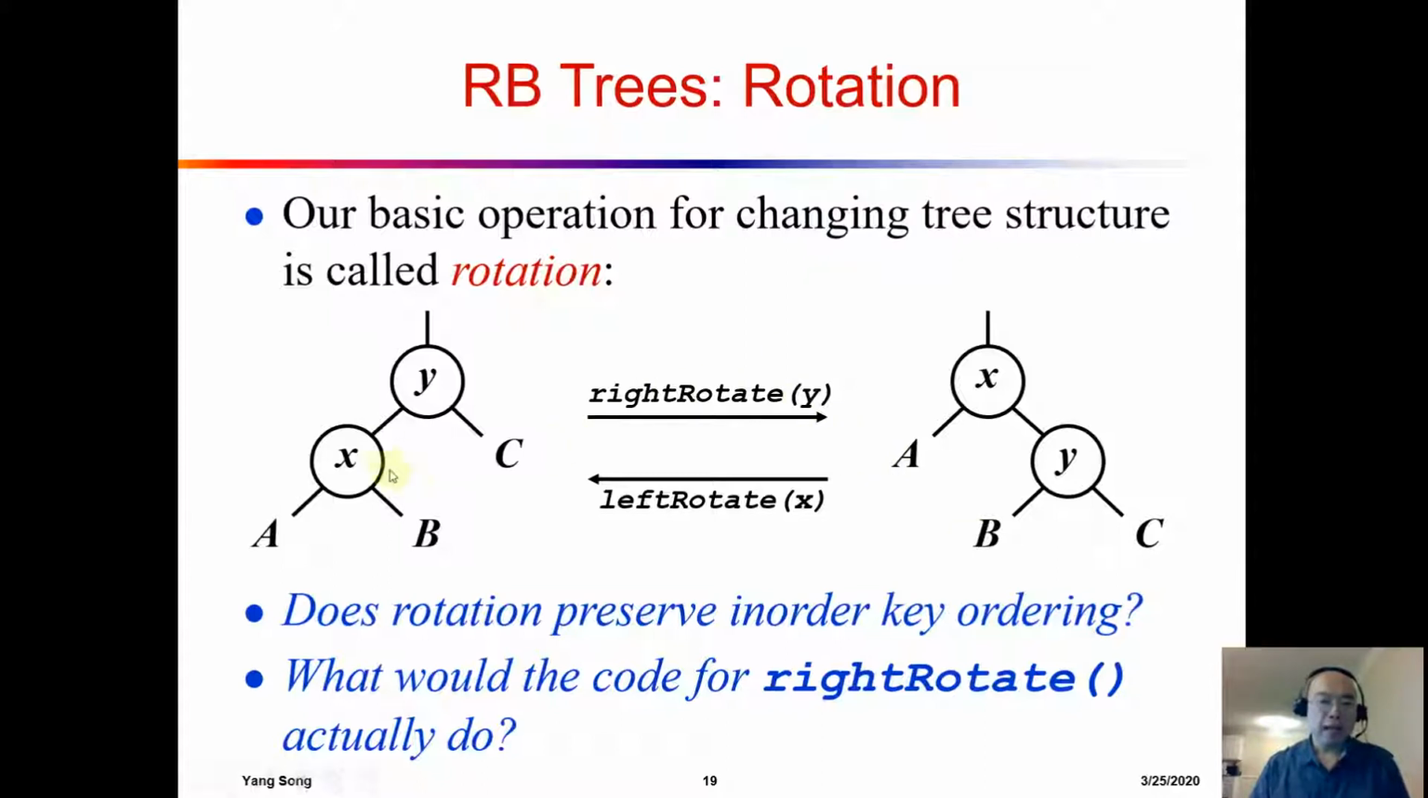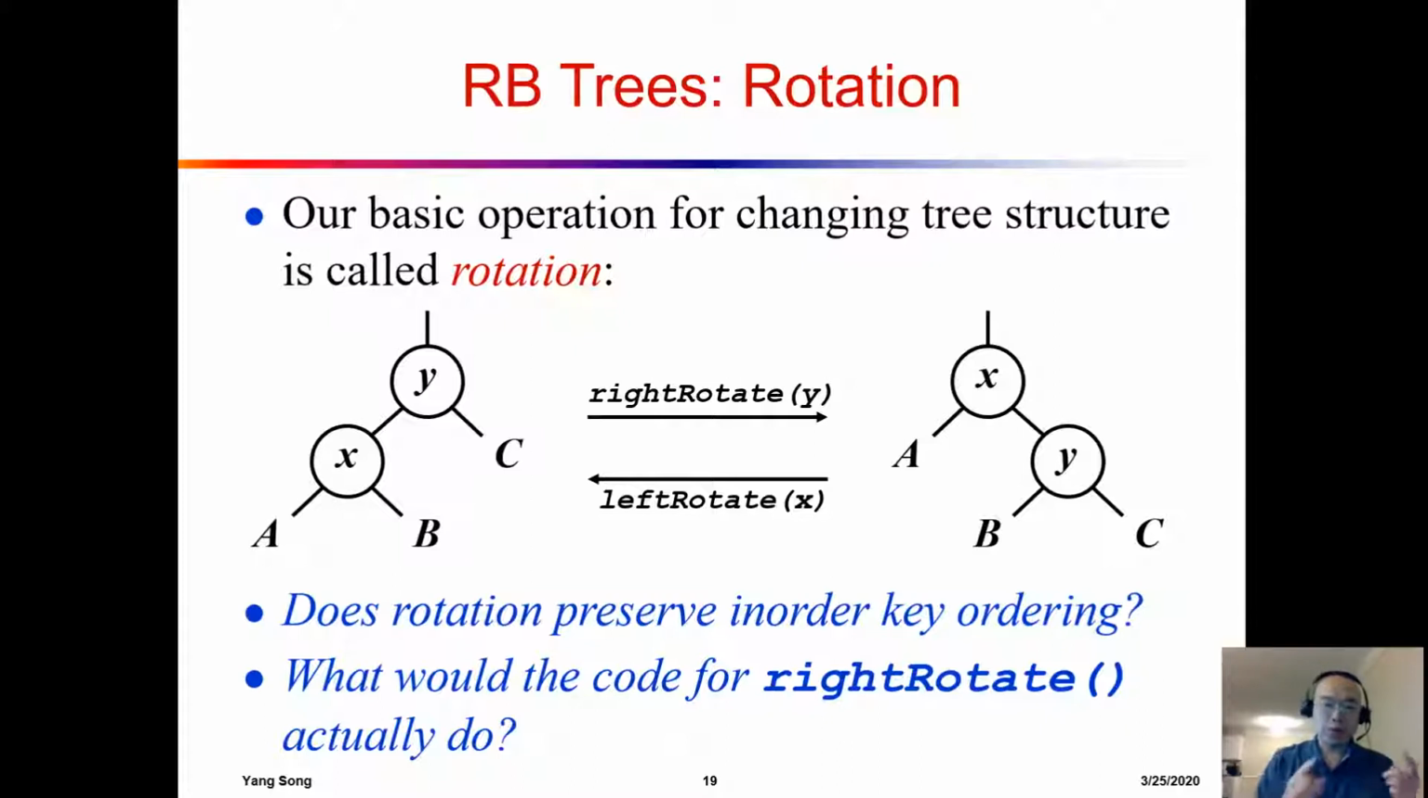So if we have a y as the root of the subtree, and then we have the x as the left child, and then we have three subtrees. For those three subtrees, A, B, and C, I don't worry about the size of those trees. I just call them subtree A, B, and C.